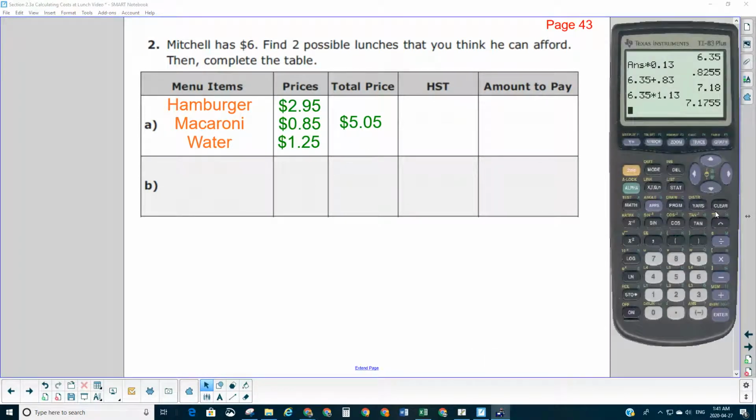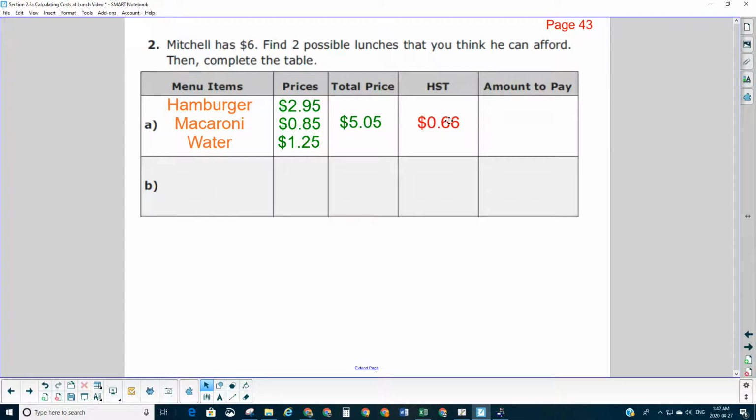Let's calculate the HST on $5.05 times 0.13, and we get 0.6565. Again, an awkward decimal, but we're going to round to 2 decimal places. So we've got to look at this number right here, the third one. That's a 5 or above, and 6 is obviously bigger than that. So this is going to round it up to 66 cents. It's closer to 66 cents than it is 65 cents. So we got 66 cents.